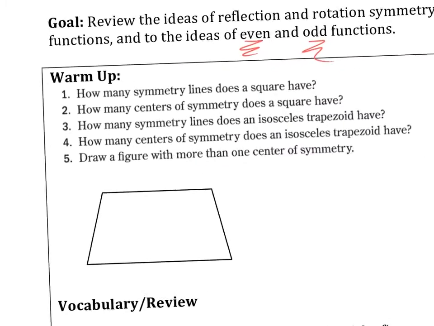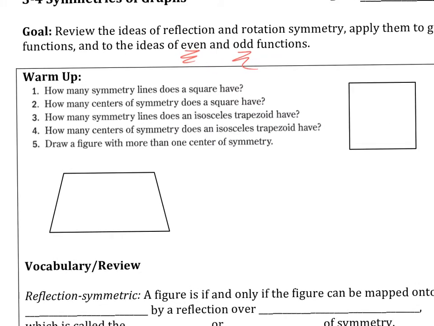All right, so first thing. How many symmetry lines does a square have? Notice we've got a vertical line, we've got a horizontal line, and on top of that, we can go diagonal here, and lastly, diagonal here. So we've got 4 lines of symmetry in this square.